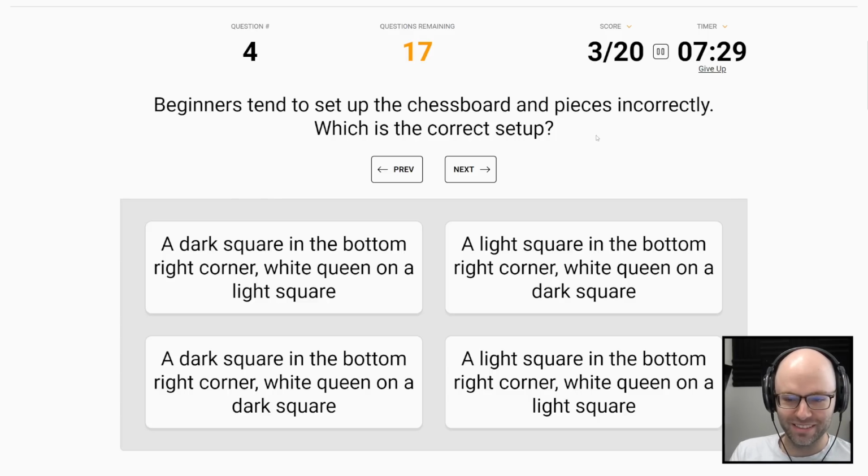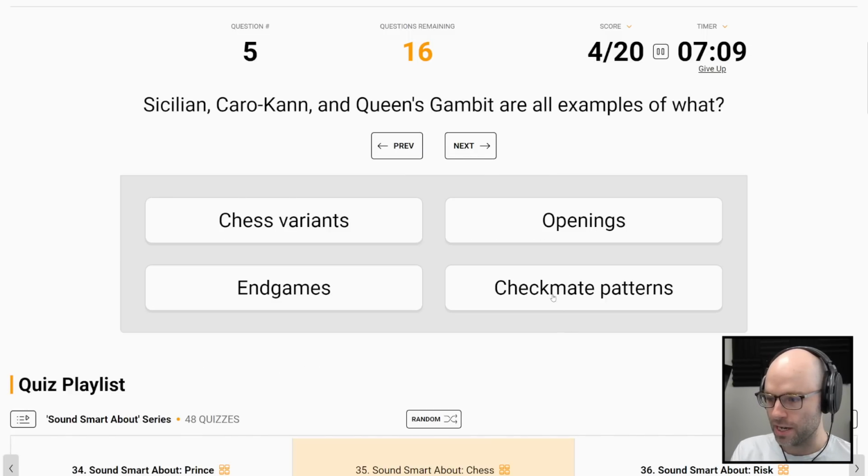One second, okay? The queen goes on the color that you are. So it's white queen on a white square. And then I think it's a dark square in the bottom left. So a light square in the bottom right. Okay, he's got it. I played too much online chess. It's been a long time.